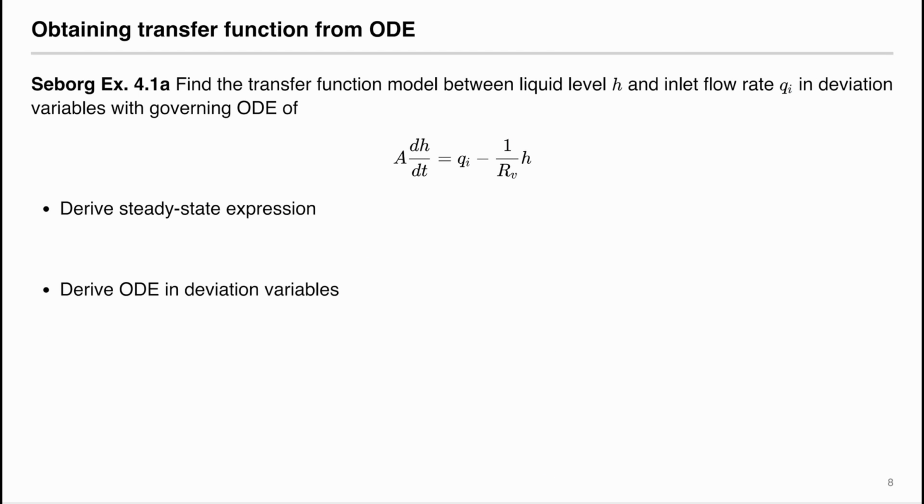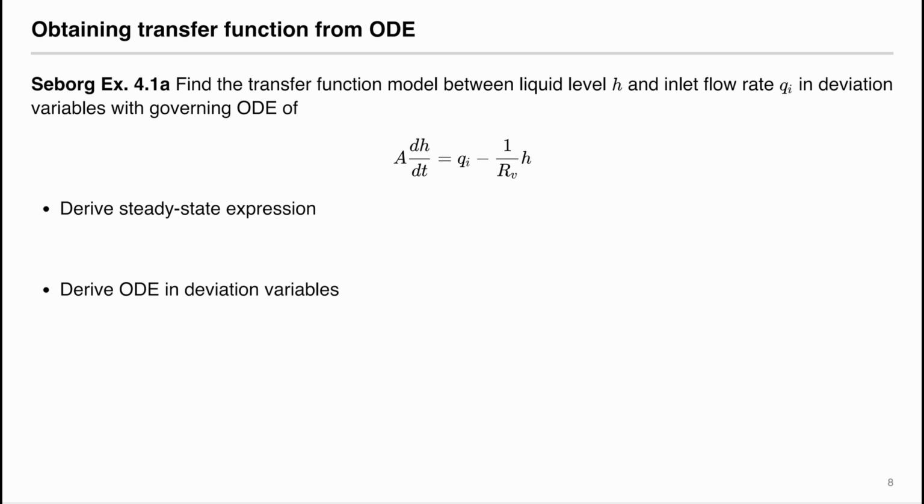So now we have experience obtaining transfer functions and using transfer functions to predict changes in output when we have changes in input in a simple system. Now we want to apply it to a more complex system using different variables. So let's look at a book example. Find the transfer function model between the liquid level H and the inlet flow Q of I in deviation variables using the governing equation provided.